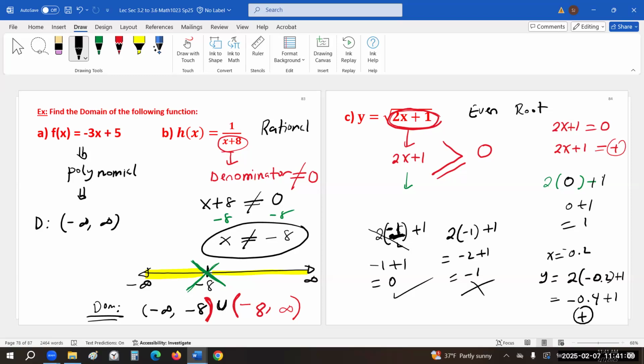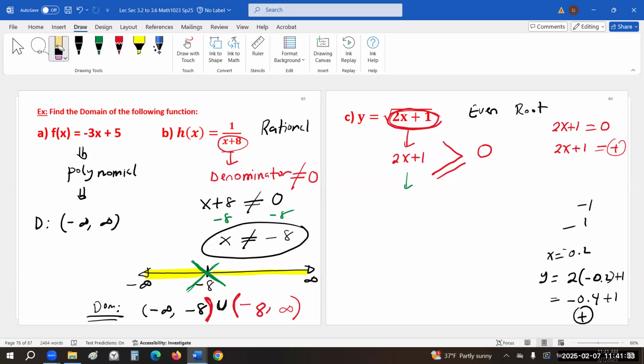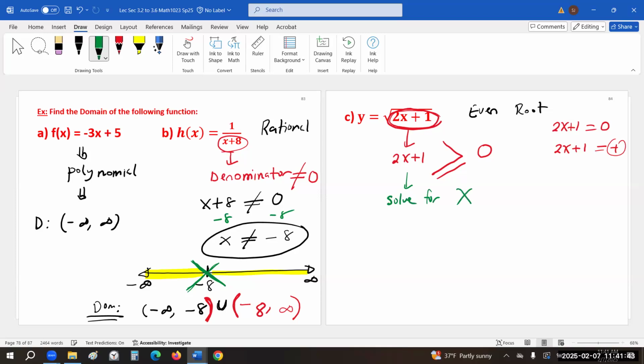But can you plug in anything smaller than -1/2? We cannot, because -1/2 gives us 0. Anything smaller than -1/2 will give us negative numbers. So instead of doing trial and error, what we do is this. We solve for x from the setting, and then it will give us the smallest number. Solve for x.